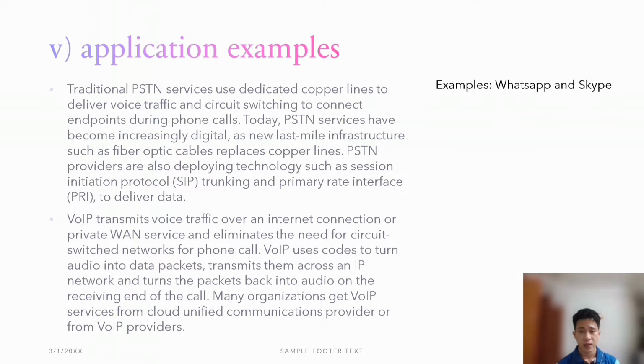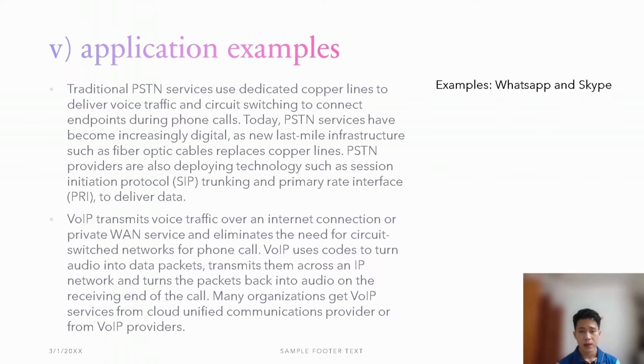Question 5, application examples. Traditional PSTN services use dedicated copper lines to deliver voice traffic and circuit switching to connect endpoints during phone calls. Today, PSTN services have become increasingly digital as new last-mile infrastructure, such as fiber optic cable, replaces copper lines. PSTN providers are also deploying technologies such as Session Initiation Protocol (SIP) trunking and Primary Rate Interface (PRI) to deliver data.